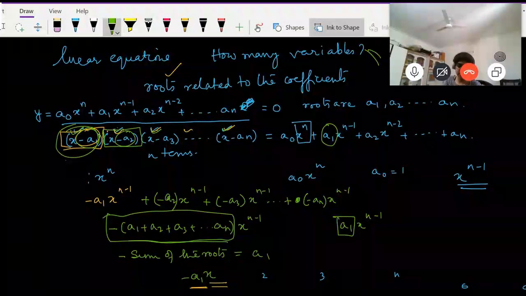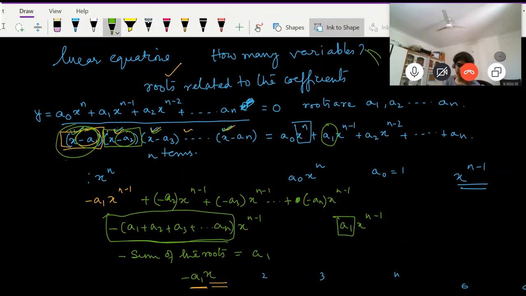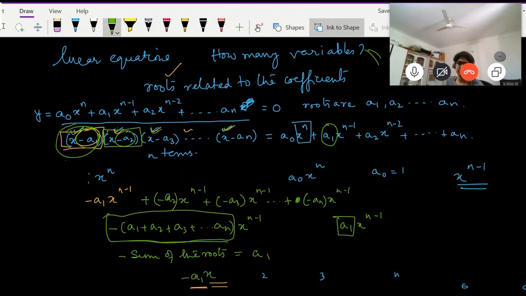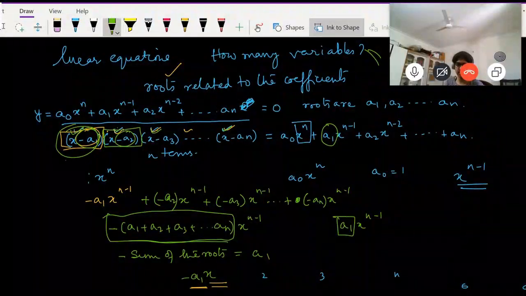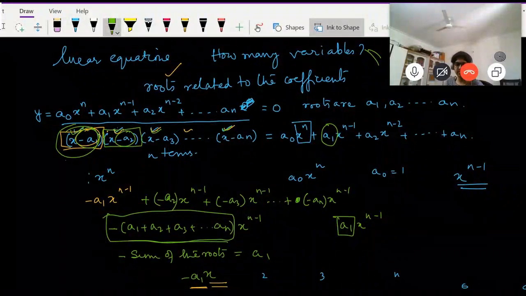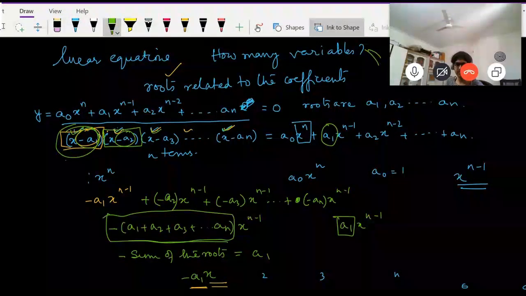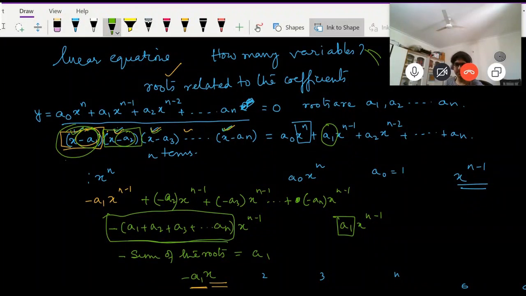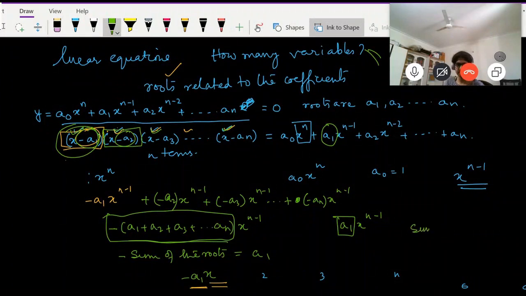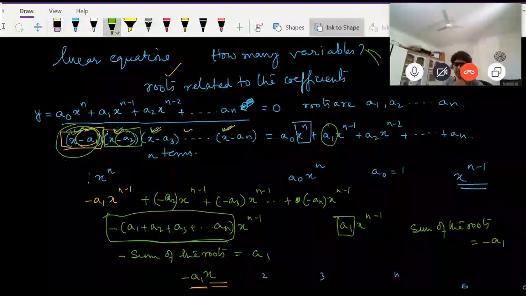The coefficient of x to the power n minus 1 on both sides has to be the same, right? So the sum of the roots, with the sign flipped, is equal to a1. So the sum of the roots will be equal to minus a1.